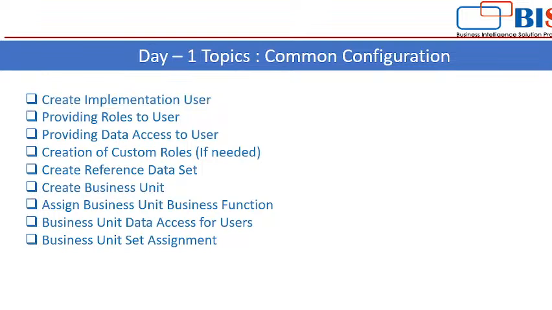So, in our first session, we have seen how to create the implementation users. Then, we have seen what are the roles that you have to provide to that implementation user. Then, we have seen at which level the project module works and what data access you have to provide to your user so that he can create the configuration related to the project module. Then we have seen how to create the reference data set. As we know that the project module works at business unit level, we have seen all the functions related to the business unit.